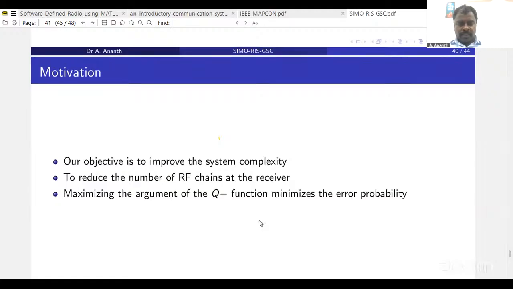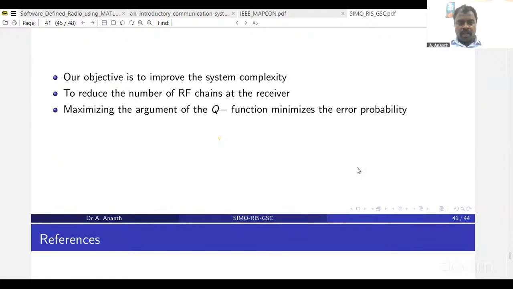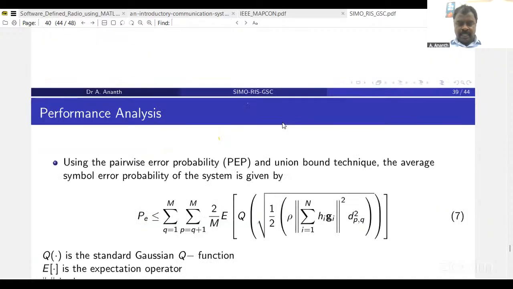Okay, is there something in the chat? How to maximize the argument of the Q function? Yes, very good question. So how to maximize this argument of the Q function?